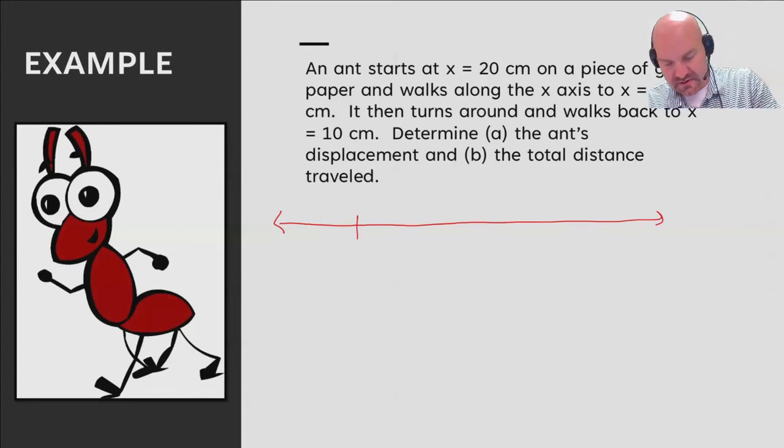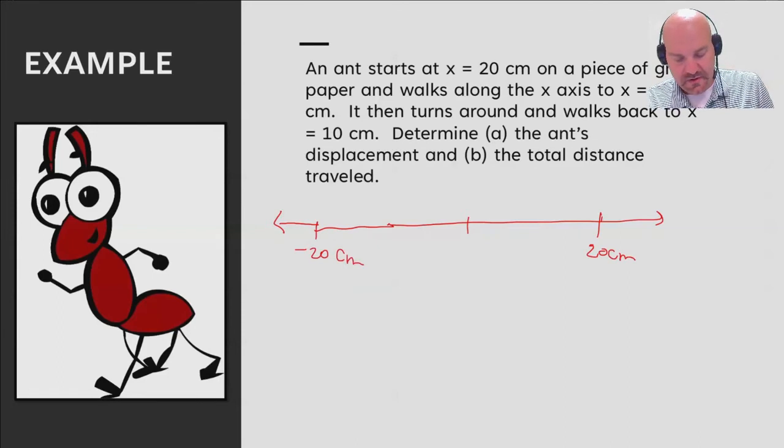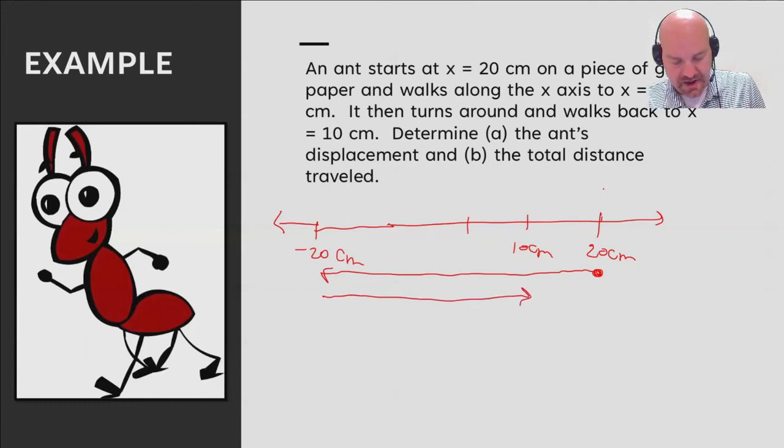here is my number line. This is very similar to when you're doing math, just learning how to add and subtract numbers. The ant is going to start at 20 centimeters, walk to negative 20, and then walk back to positive 10 centimeters.